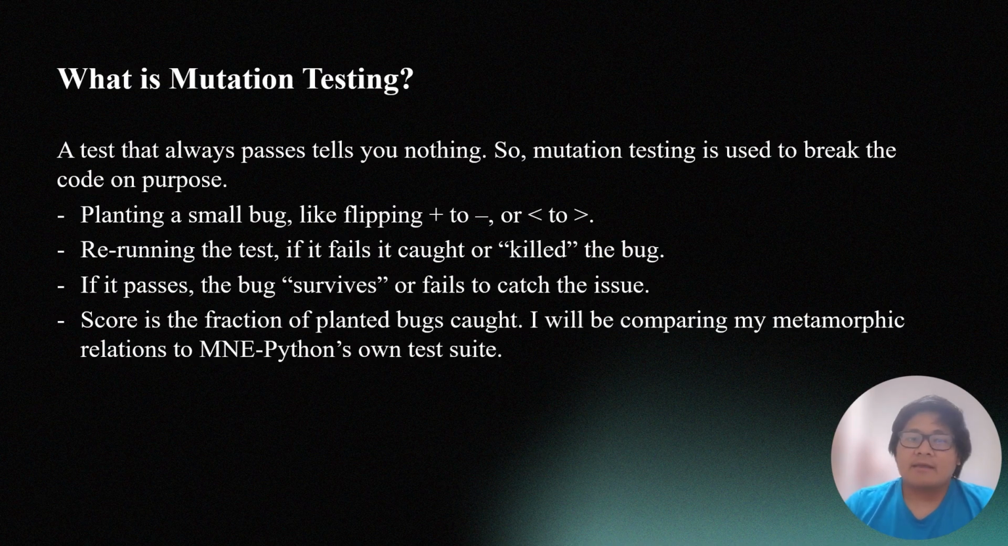Now, it answers the question of whether those tests are any good, and I'll be planting thousands of small bugs in MNE and then running my relations against each one and seeing how many of them they actually catch, which helps to measure how good my tests are at catching bugs. However, it doesn't prove the code is bug-free, as we will get to later.